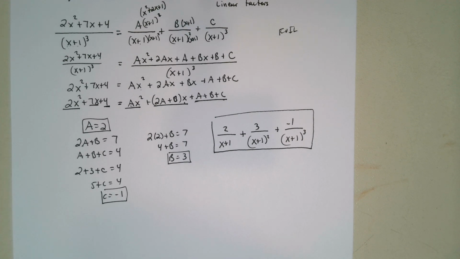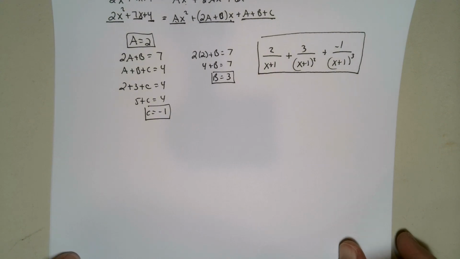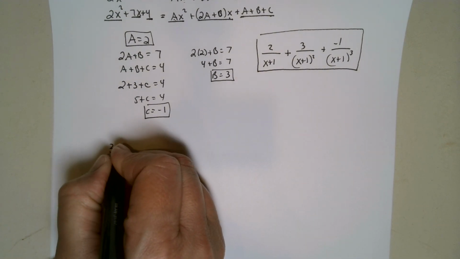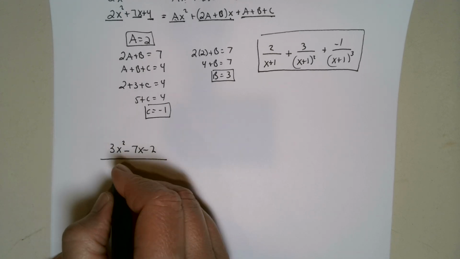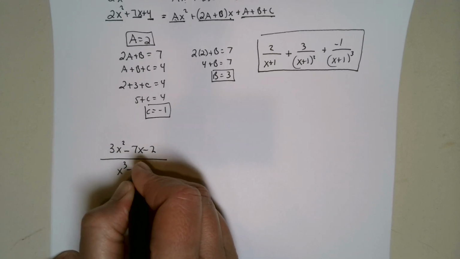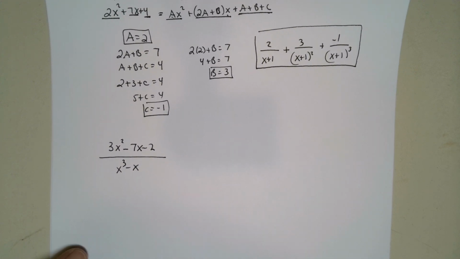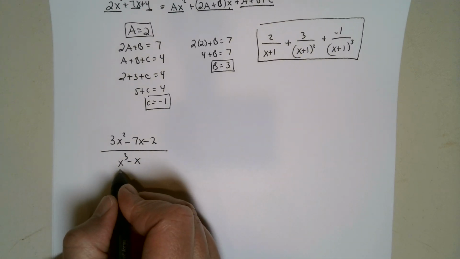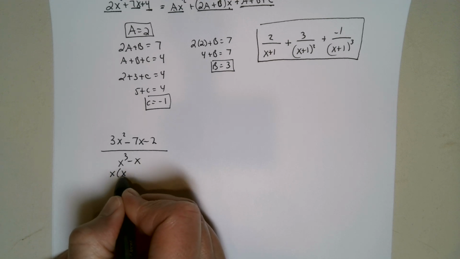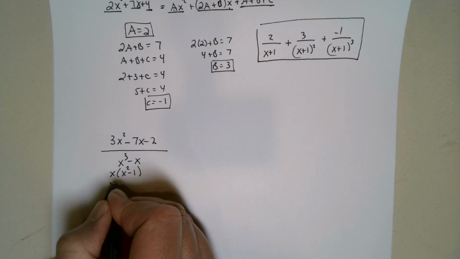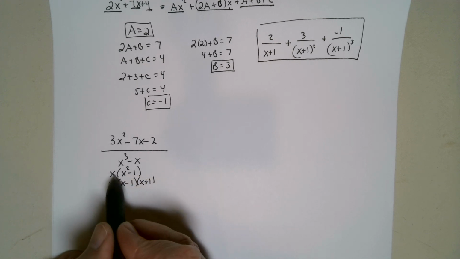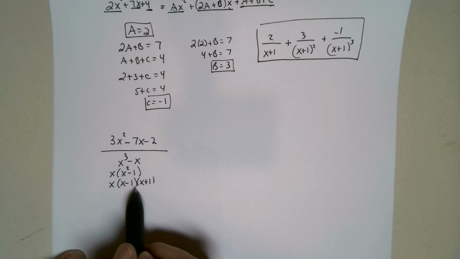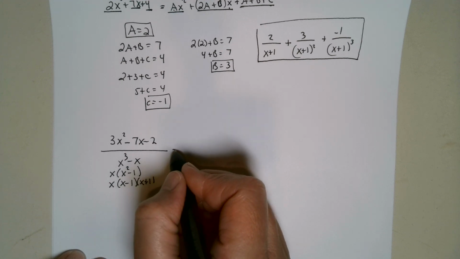Now, I want to set up one more problem, one that's a little bit different. I want to look at 3x squared minus 7x minus 2 over x cubed minus x. And so step number 1 is to factor completely. So I'm going to take an x out, and that would leave x squared minus 1. And I can factor that into x minus 1 and x plus 1. So my factors are x, x minus 1, and x plus 1.